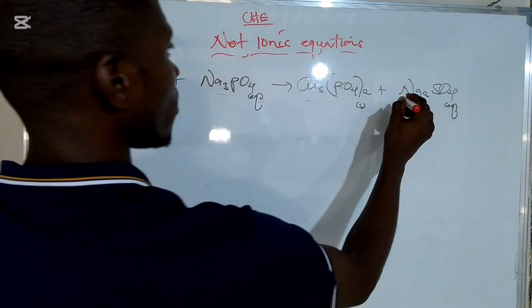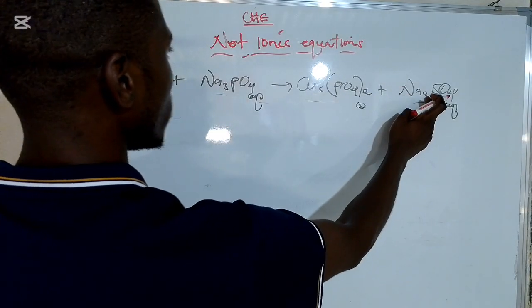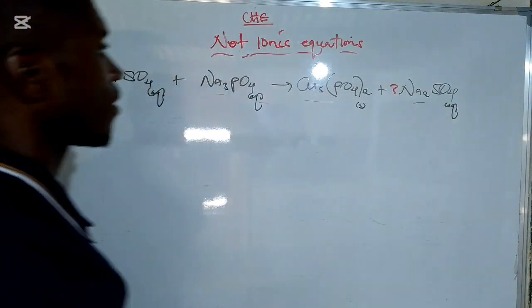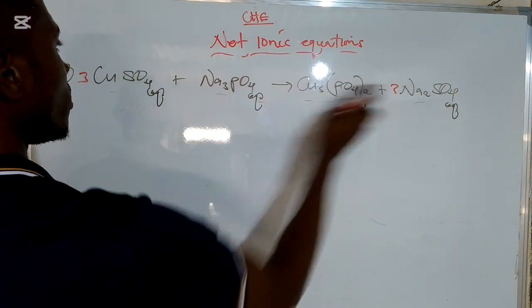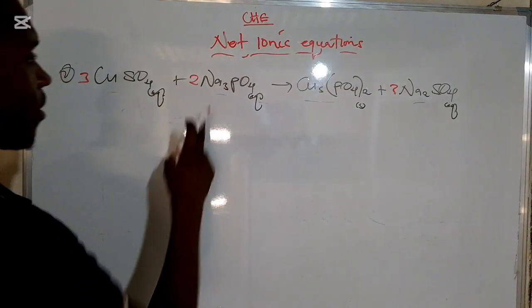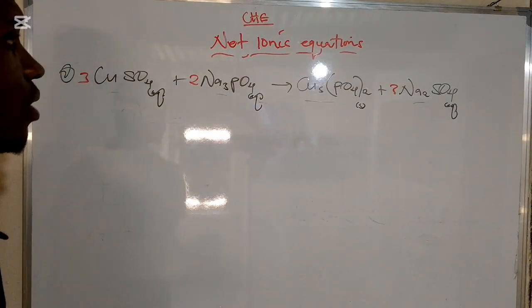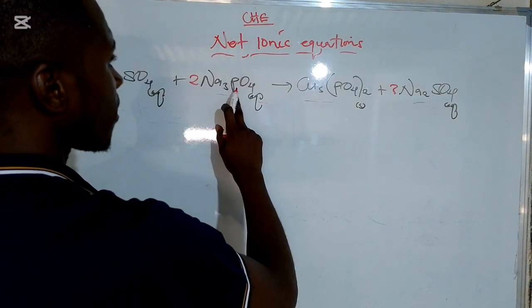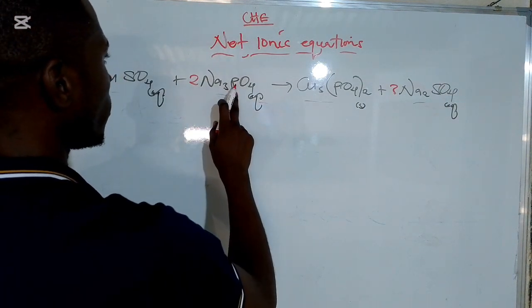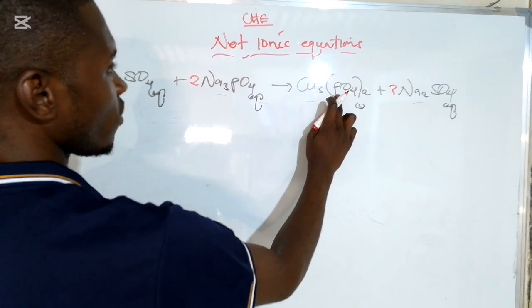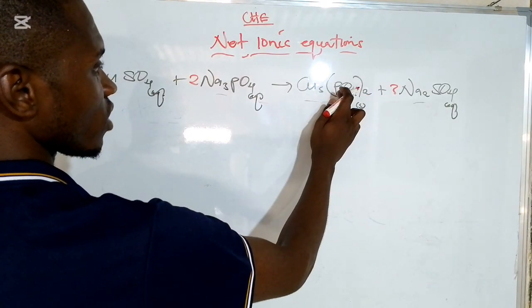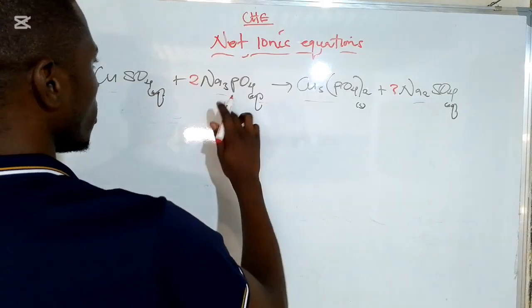So what if we interchange these numbers? This one comes here, this one comes here. If you put 3 there, we have 6 sodium. If you put 2 here, we have 6 sodium. Okay, so this has affected phosphorus. So phosphorus we have 2 now. Then phosphorus again you have 2, because this 2 outside is multiplying everything inside. So phosphorus 2, then oxygen 8.